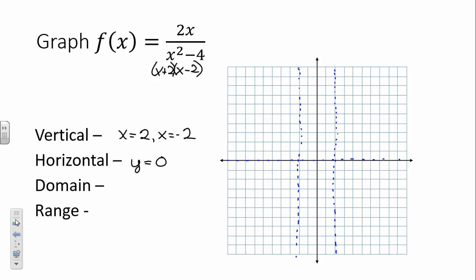What do you think, Jax? What numbers can't x be? It can't have a 0 in the denominator, so what would make that 0 in the denominator?